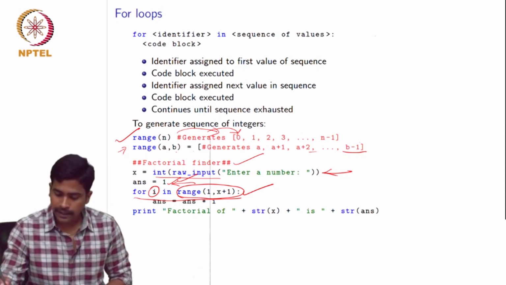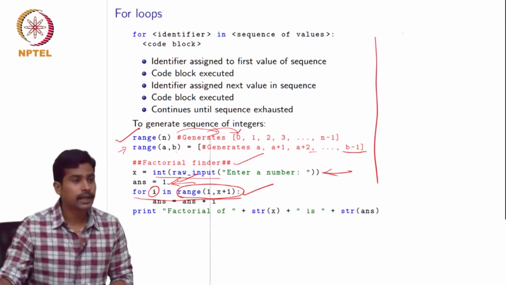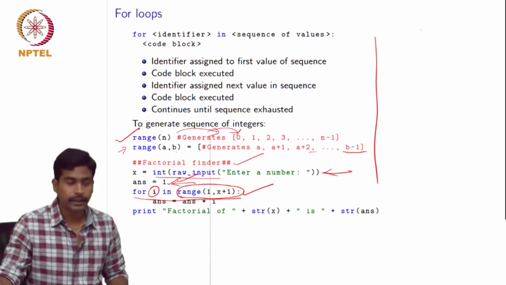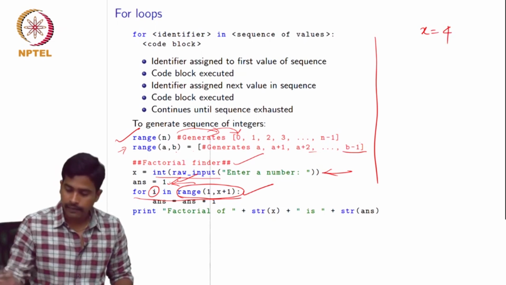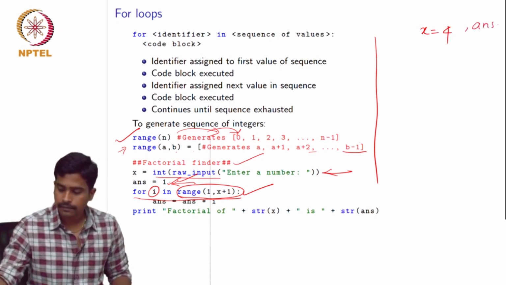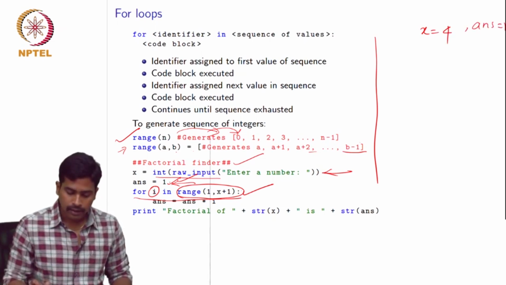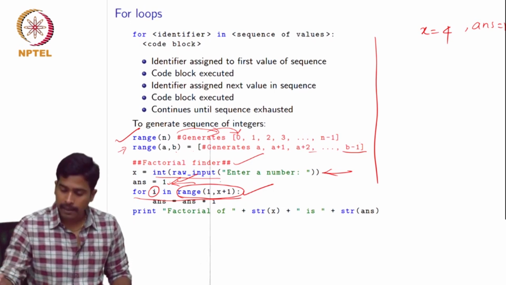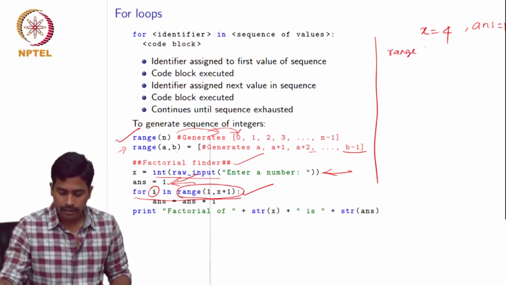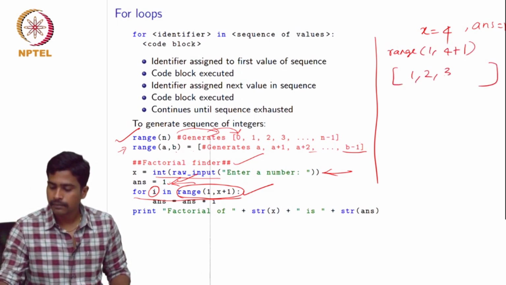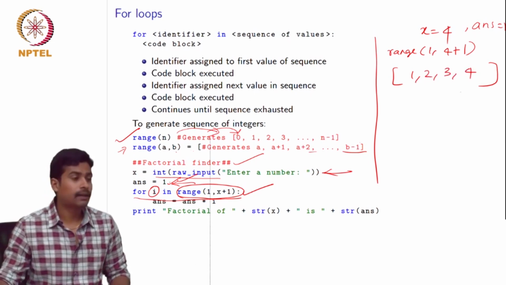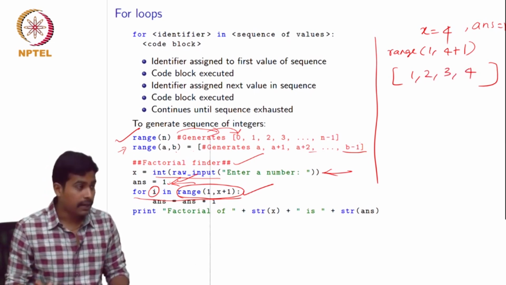Okay, so I will explain this program by using an example where we calculate the factorial of the number 4. So here x is equal to 4 and answer we have initialized to 1. Again, as I said before, the range command 1 comma 4 plus 1 will give 4. So these are the values returned by this command.